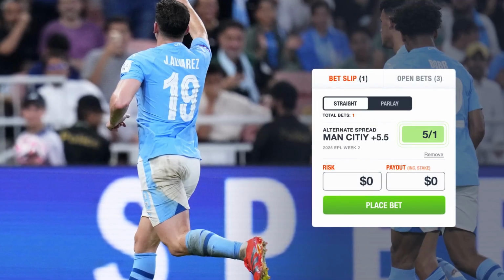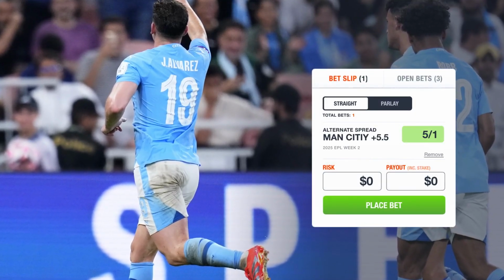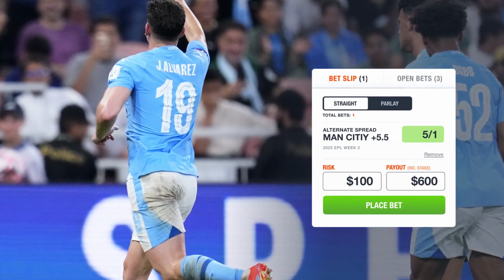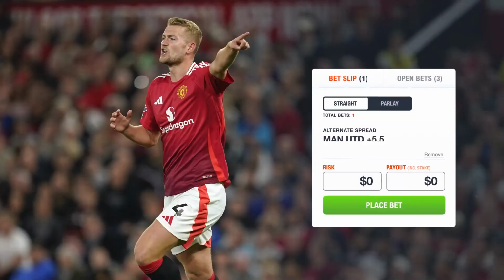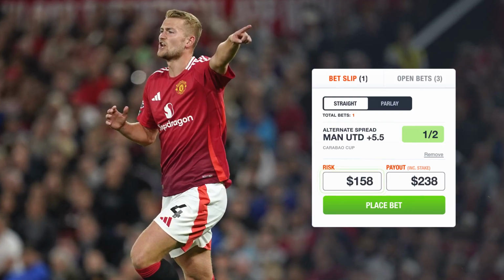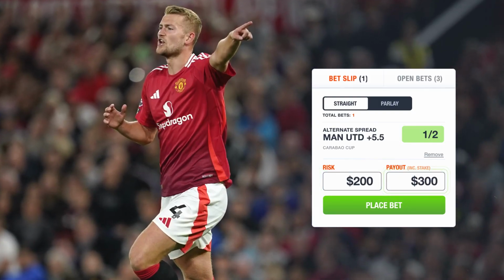For instance, if you're looking at odds of 5/1, for every dollar you bet, you pocket $5 plus your original bet if it's a win. If the odds are 1/2, you'd need to bet $2 to get $1 plus your original bet if you win.